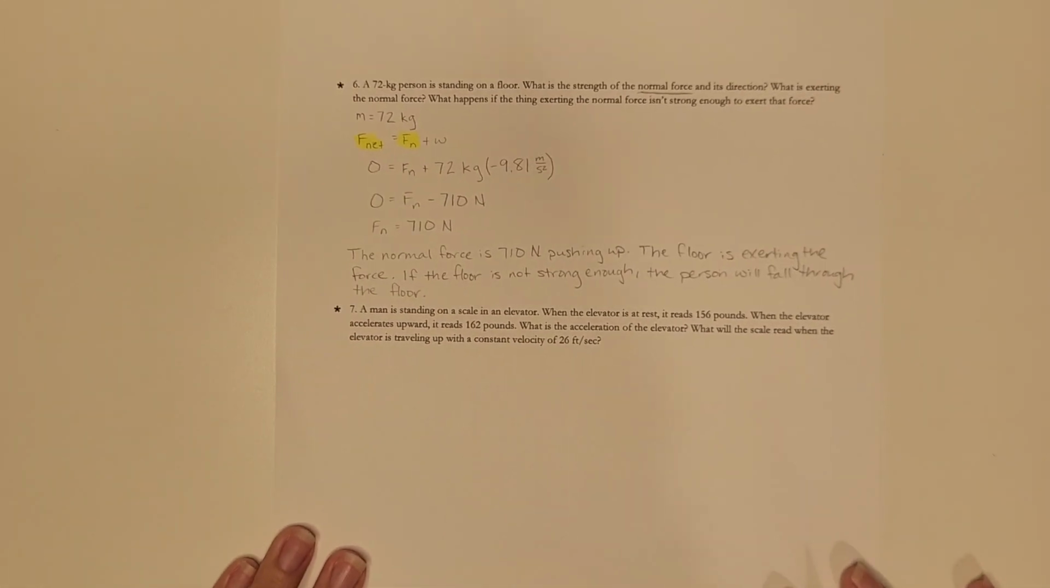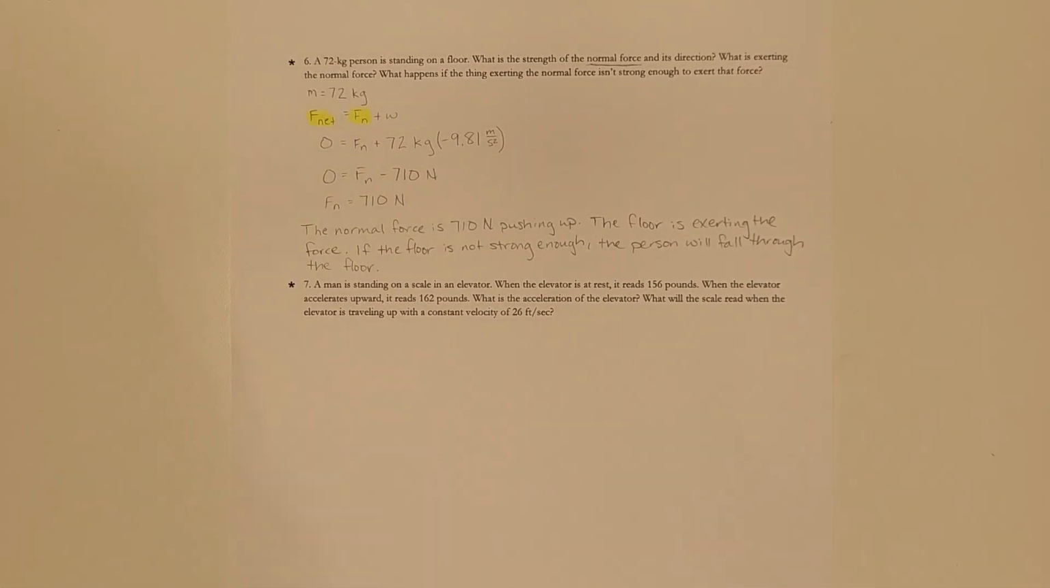All right, now question 7. A man is standing on a scale in an elevator. When the elevator is at rest, it reads 156 pounds. When the elevator accelerates upwards, it reads 162 pounds. What is the acceleration of the elevator, and what will the scale read when the elevator is traveling up with a constant velocity of 26 feet per second?